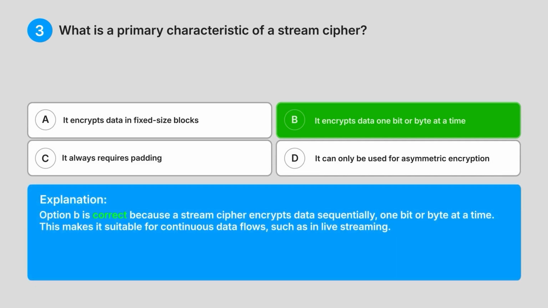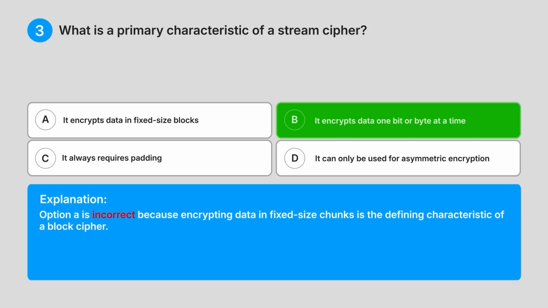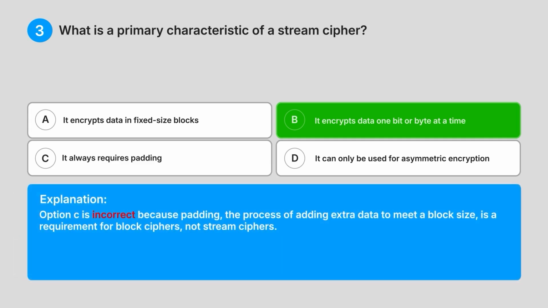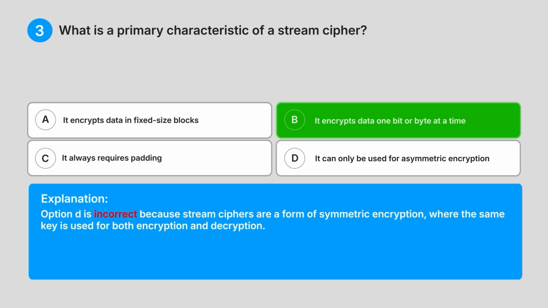Explanation: Option B is correct because a stream cipher encrypts data sequentially, 1 bit or byte at a time. This makes it suitable for continuous data flows, such as in live streaming. Option A is incorrect because encrypting data in fixed-size chunks is the defining characteristic of a block cipher. Option C is incorrect because padding, the process of adding extra data to meet a block size, is a requirement for block ciphers, not stream ciphers. Option D is incorrect because stream ciphers are a form of symmetric encryption, where the same key is used for both encryption and decryption.